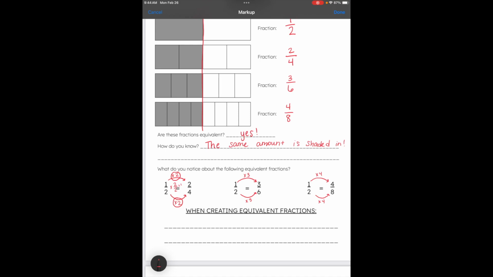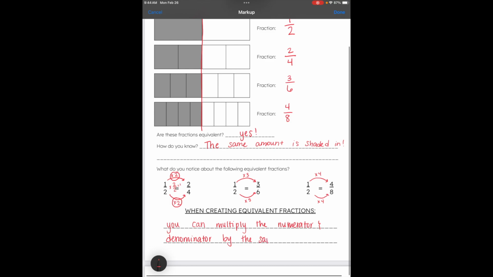So when creating equivalent fractions, you can multiply the numerator and denominator by the same number to make an equivalent fraction. Make sure you pause the video if you need to jot this definition down. We're going to do some practice with this today on the next page.